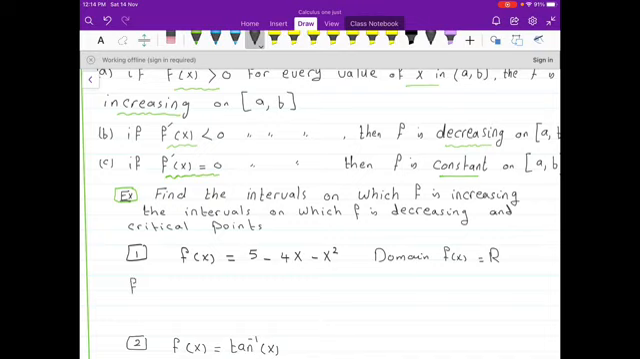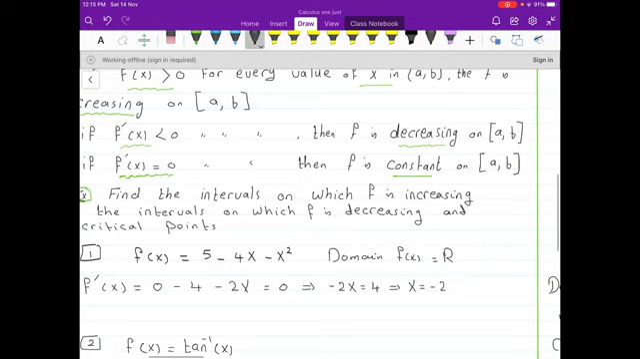Now, let's differentiate. f prime of x equals the derivative of 5, which is 0, minus 4 minus 2x, equal to 0. And from it, minus 2x equals 4. So we get x equals minus 2. And minus 2 belongs to the domain of f(x). So we get the critical point.